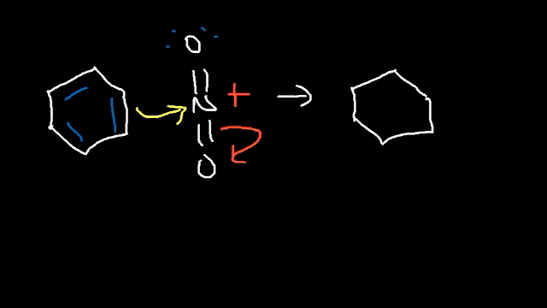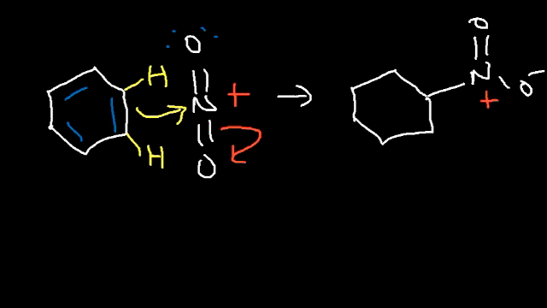So keep in mind, there's a hydrogen on this carbon, and there's another one on that carbon. So now we have NO2, which looks like this. And we have a hydrogen here and here as well, and there's a plus charge on this carbon.